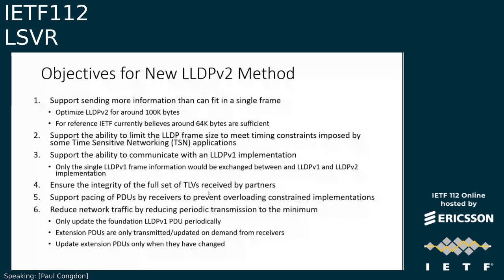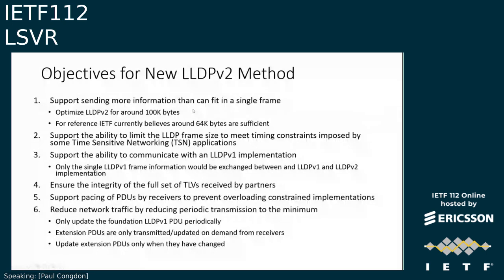So why were we doing this? Again, the main objective was to support sending more information than can fit in a single frame. LLDP was a very simple protocol that only shared one frame at a time. But now we've optimized for sharing something along the order of, let's say, 100 kbytes. When we first did this, it was believed in LSVR that something along the order of 60 kbytes was needed. I'm not sure what the upper limit is now, but it's probably bigger than 100K as well.